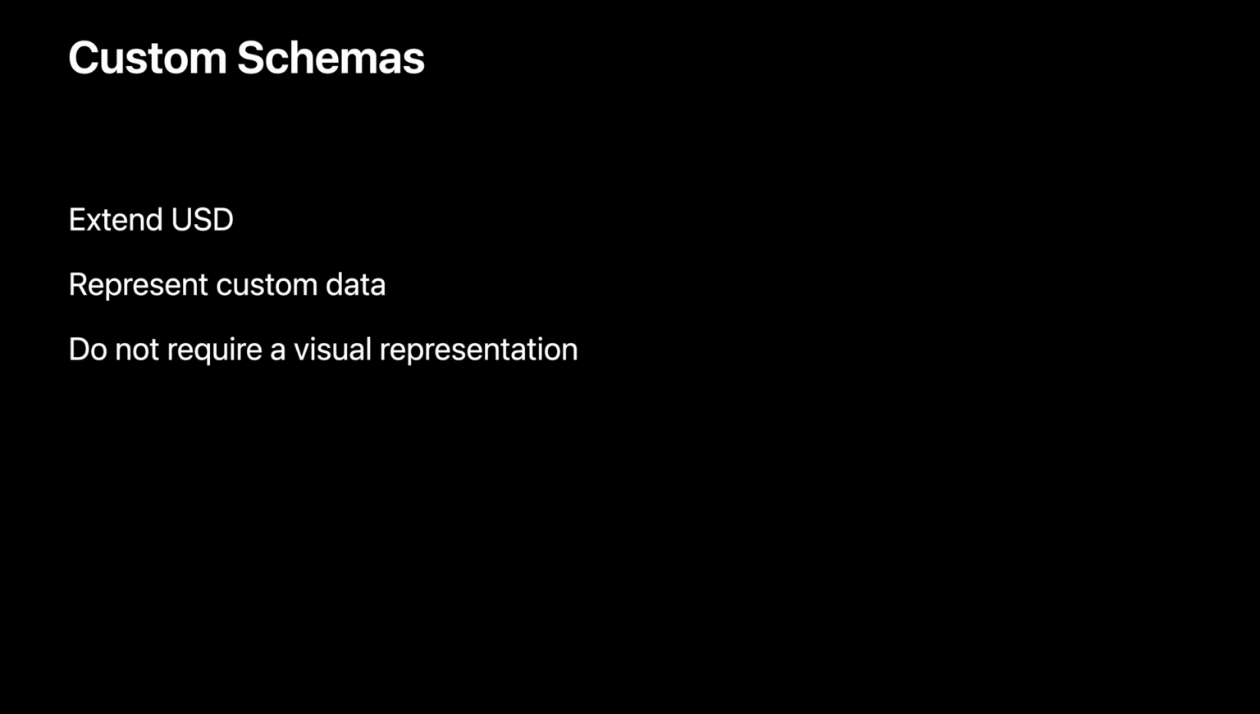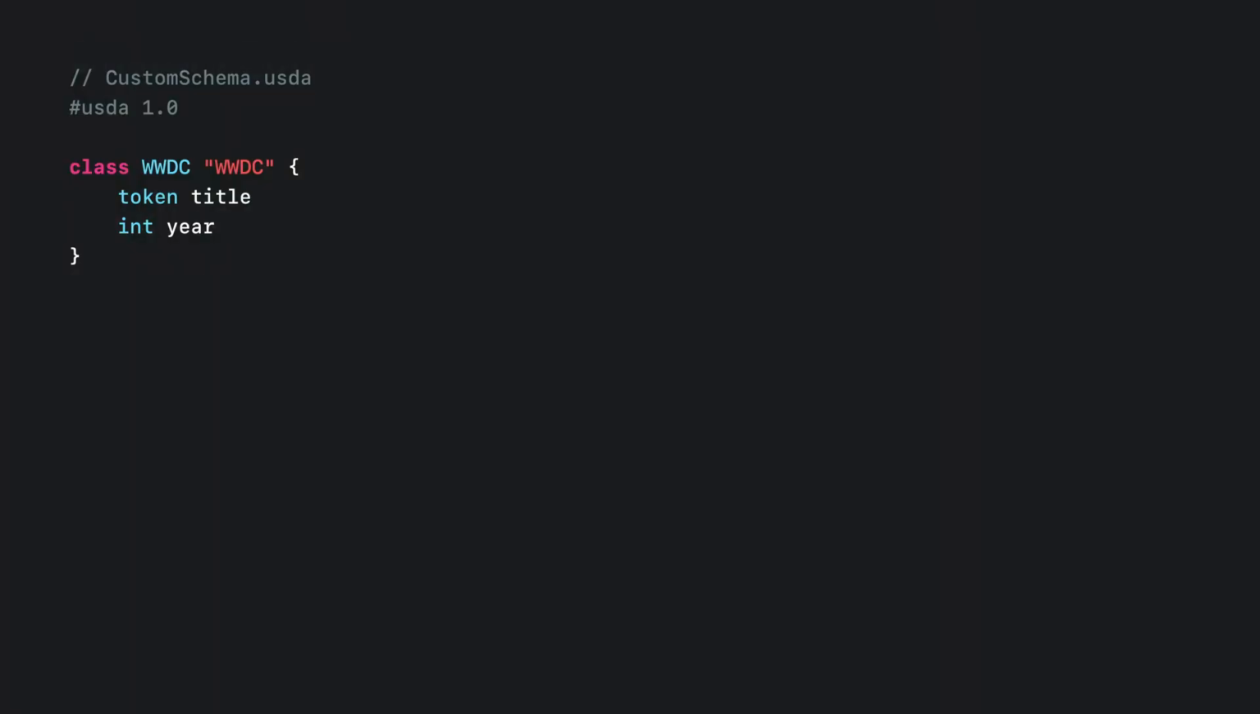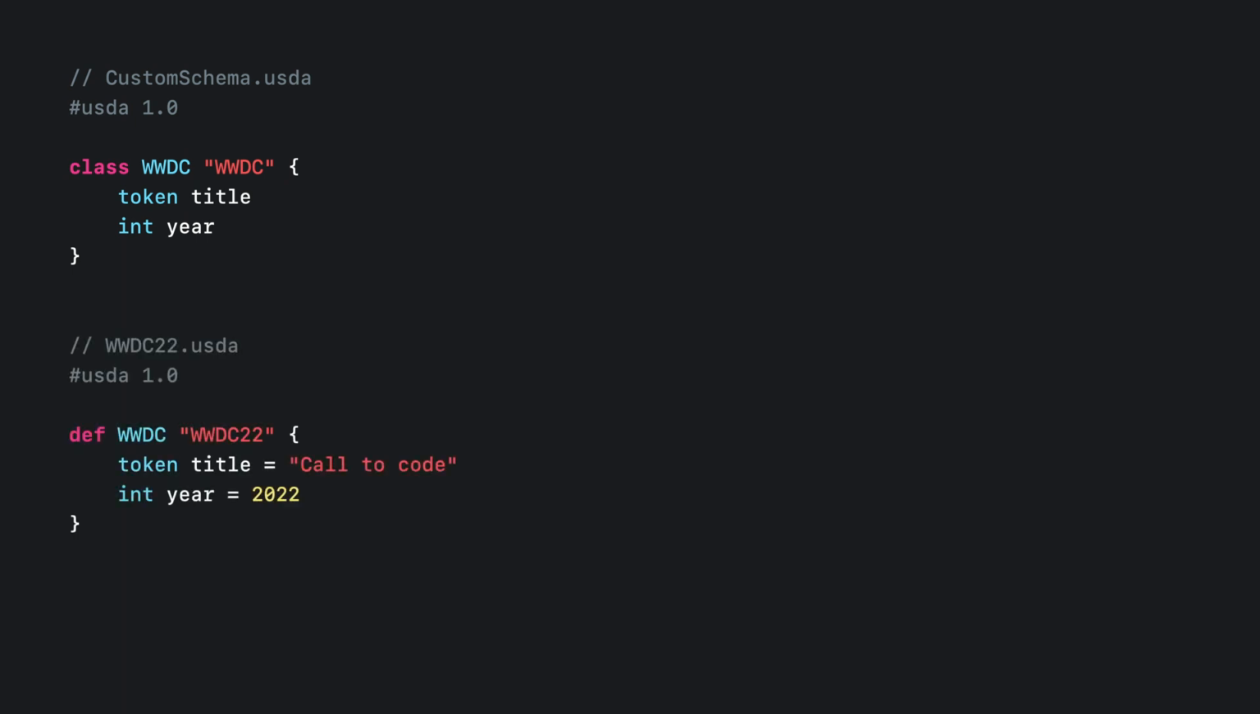They can just be data you want to have in the stage in a structured, meaningful way. For example, here I've created a new schema called WWDC. It defines that a prim has a title and a year associated with it. And here is a prim called WWDC22 that uses the schema. It has set the year to 2022 and the title is set to call to code. The year and the title are called the attributes of the prim.